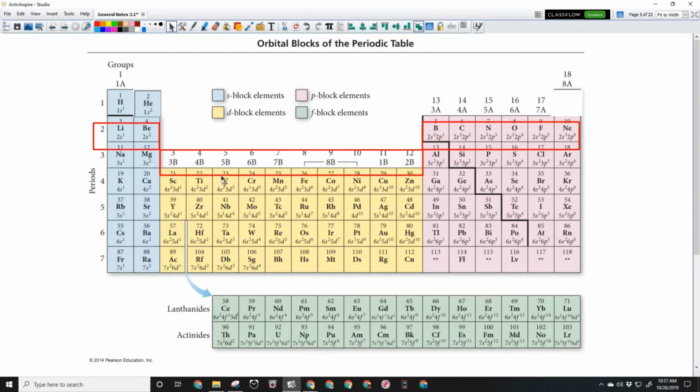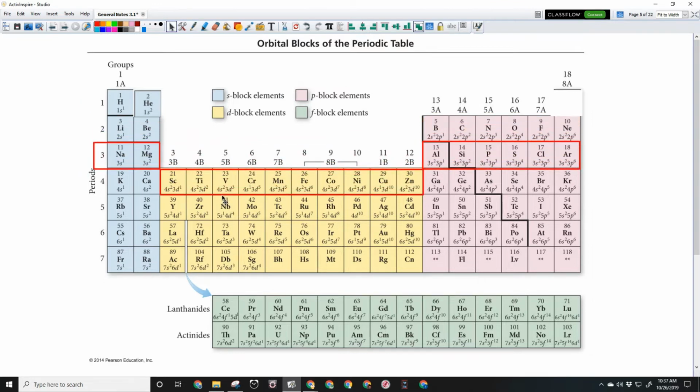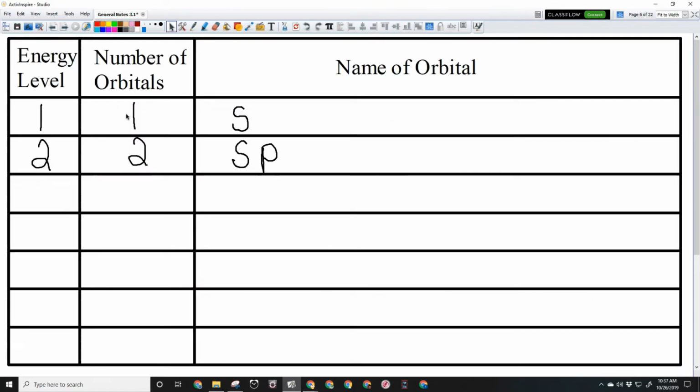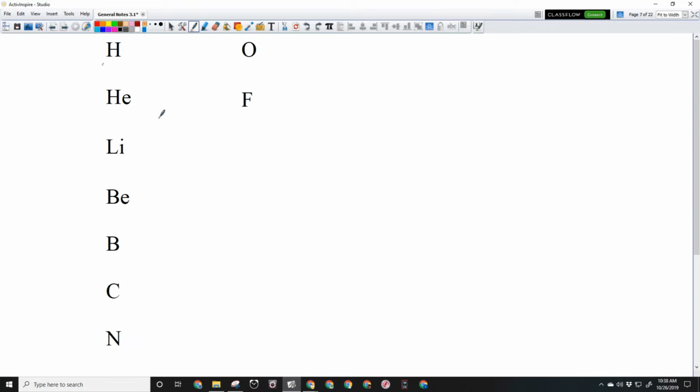Okay, so let's move this down to the level below it. There it is. All right, so energy level 3. Now it's going to contain your S, your P, and then a D here. So it contains 3. Okay, so energy level 3 has 3 orbitals. It's an S, a P, and a D. Okay. And we can keep going. It gets a little more complicated.